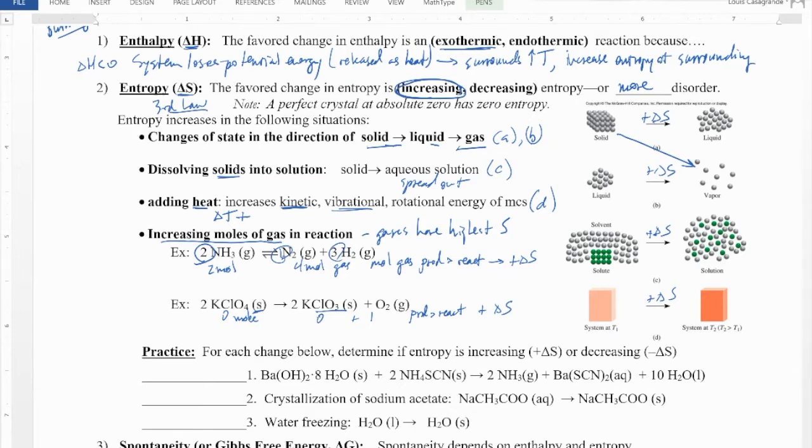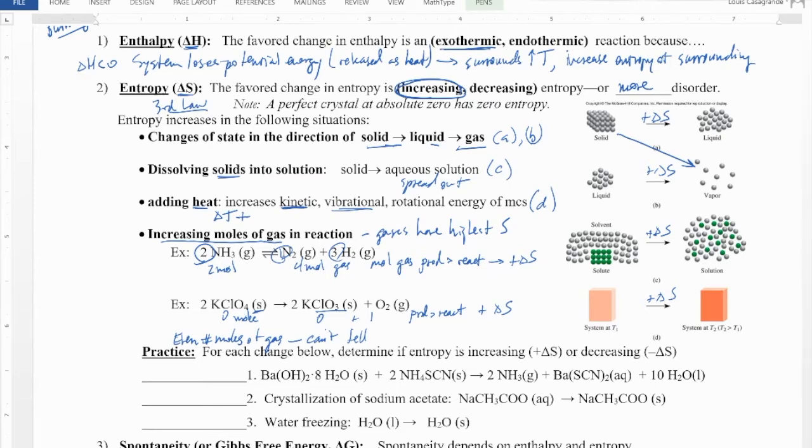And if we have a particular reaction where I have an even number of moles of gas on both sides, then you can't tell. We don't have enough information. Unless we get a little more specific about it, we don't really know.